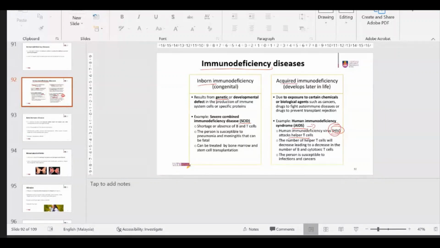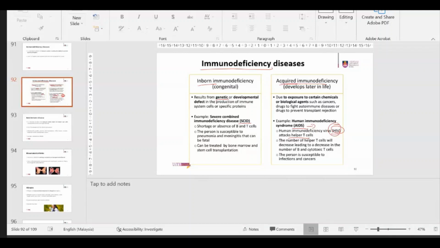Tapi another one is acquired immunodeficiency. Acquired, it means that you get the disease later on in life due to exposure of certain antigen or certain substance, okay, certain chemical. Alright, so that is acquired, you gain later in your life. Okay, so due to exposure to certain chemicals or biological agent such as cancers, drugs to fight autoimmune diseases or drugs to prevent transplanted rejection.